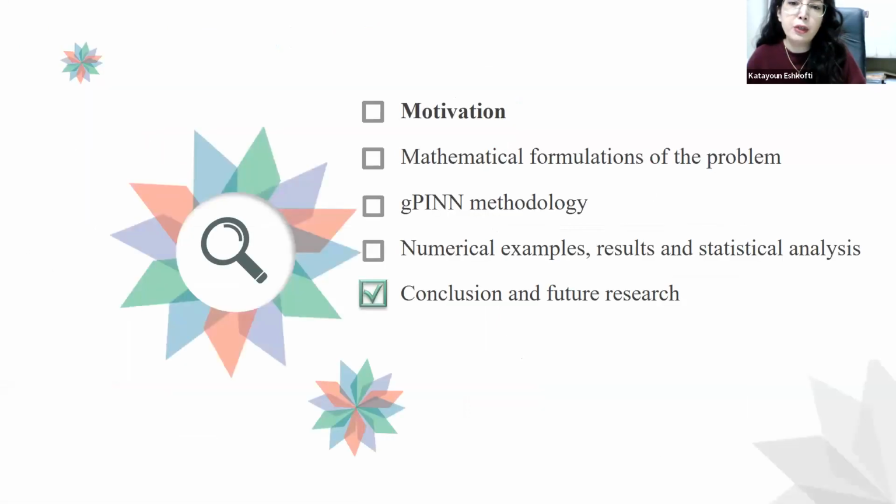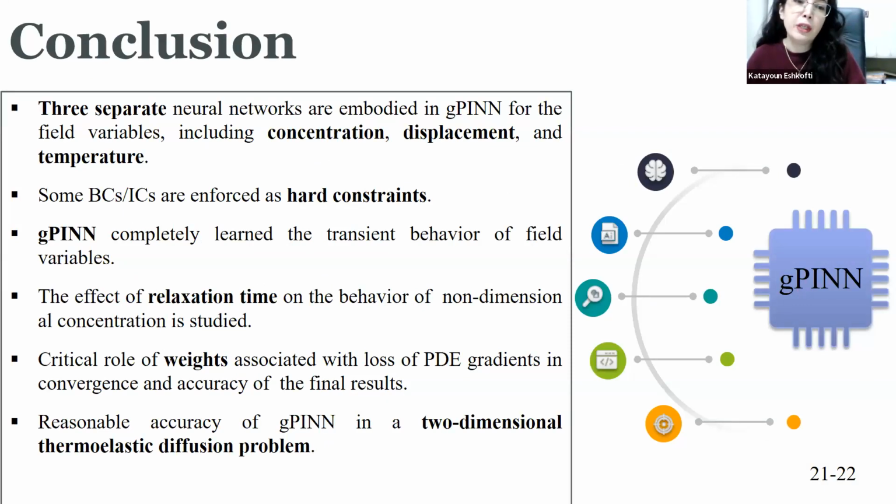And for the conclusion, I should say that we consider 3 separate neural networks for the gradient enhanced PINN for the field variables, including concentration, displacement, and temperature. Some boundary conditions and initial conditions are enforced as hard constraints. Gradient enhanced PINN completely learned the transient behavior of field variables. The effect of relaxation time on the behavior of non-dimensional concentration is studied, and the critical role of weights associated with loss of PDE gradients in convergence and accuracy of the final results is determined. And we have gained reasonable accuracy in a 2-dimensional thermoelastic diffusion problem.